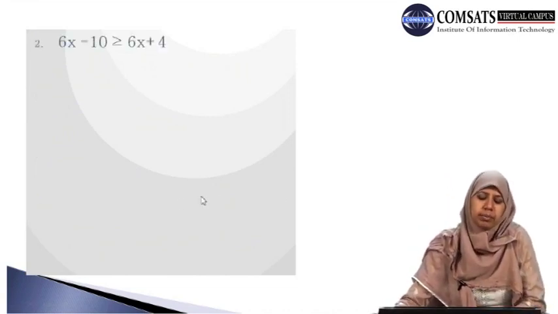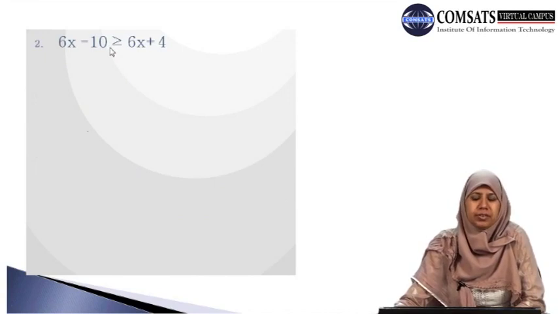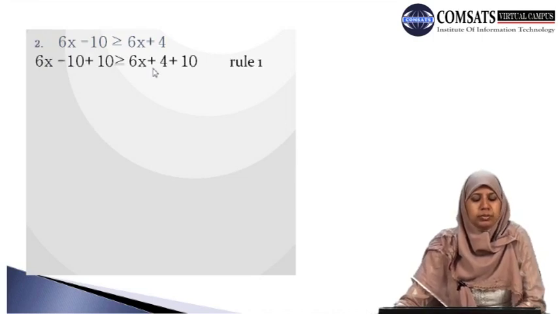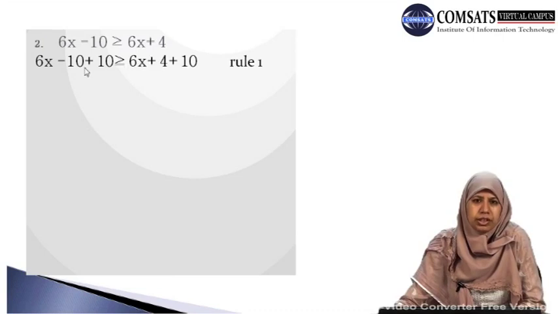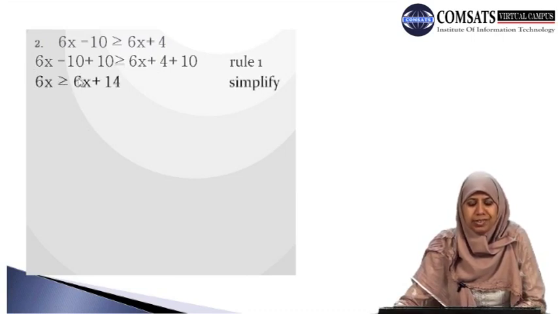Then we have our second example, 6x minus 10 is greater than or equal to 6x plus 4. So how will we solve our inequality? The easiest thing is to use our rule 1 or rule 2. That is, we use rule 1 and add 10 on both sides of the inequality. So after simplifying, we obtain 6x is greater than or equal to 6x plus 14.